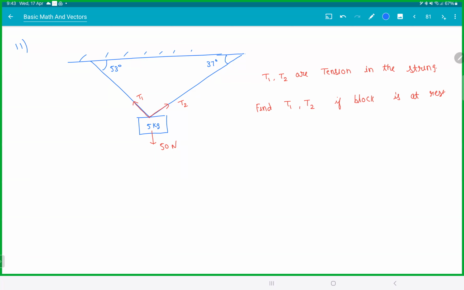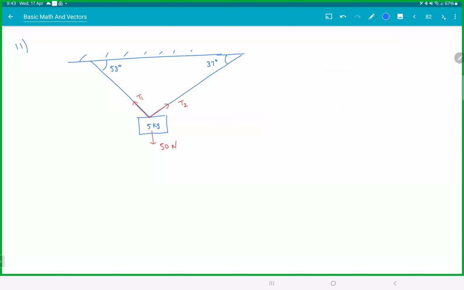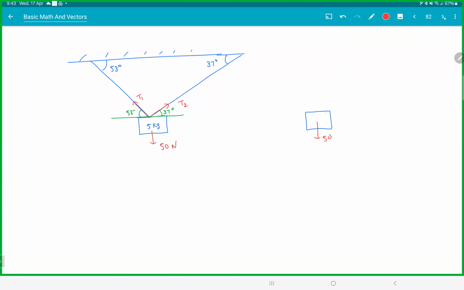Let's see. Look at the angles. If that is 37, this is 37. Alternate angles, that is 53, this is 53. So if you look at the components on the block, this guy is 50 downward. So horizontally, this is T2 cos 37. The vertical is T2 sin 37. I hope you're getting that by now. Whichever side touches the angle is the adjacent side. The other one automatically becomes a sine. So this is T1 cos 53. This is T1 sin 53.